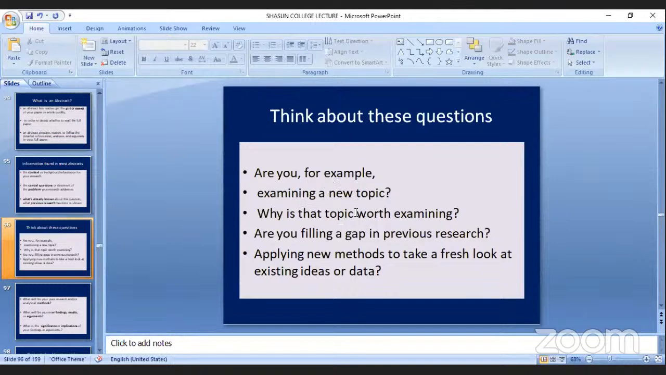Why is this topic you've selected worth examining? Are you going to fill a gap in previous research? Are you applying new methods? All this should be there in your abstract. So when you answer all these questions, your abstract is over.